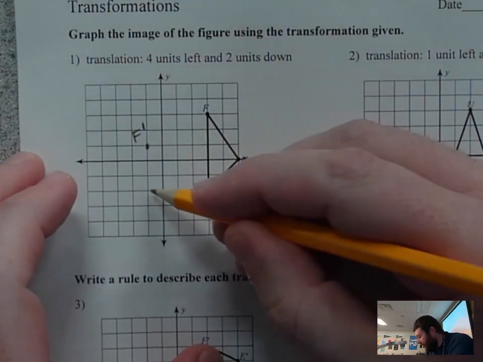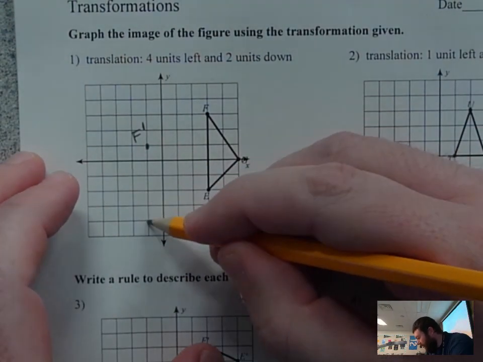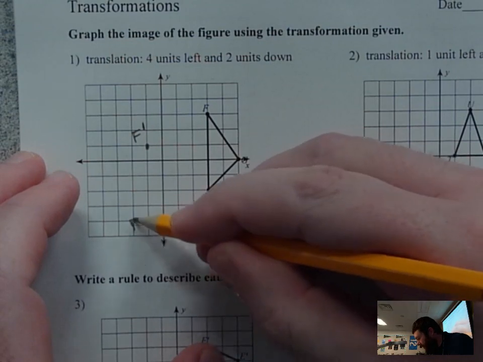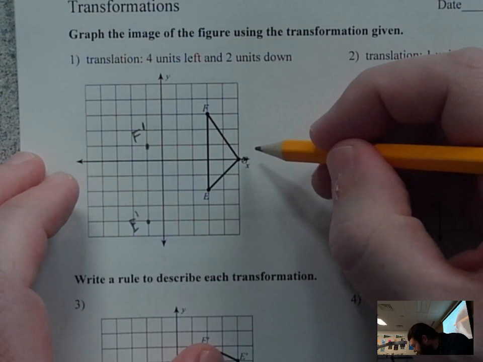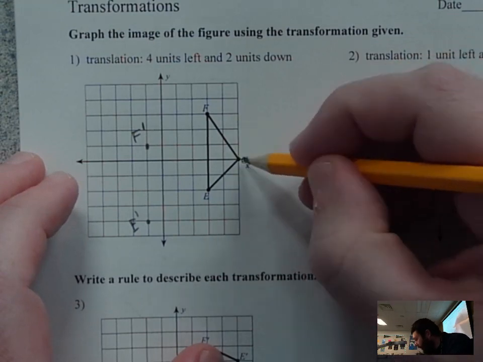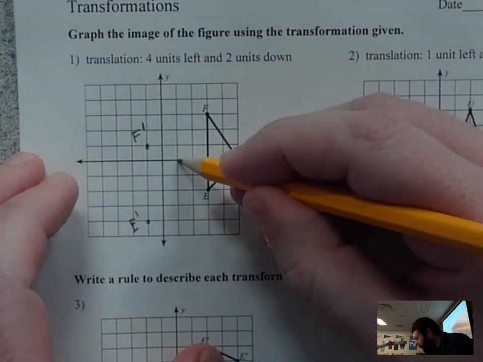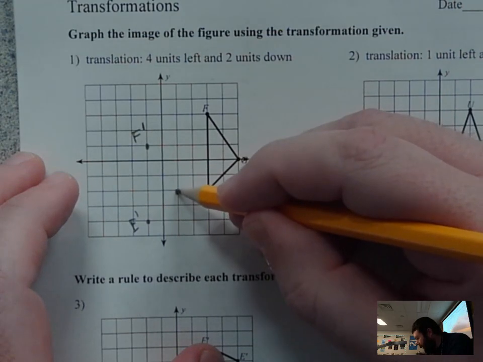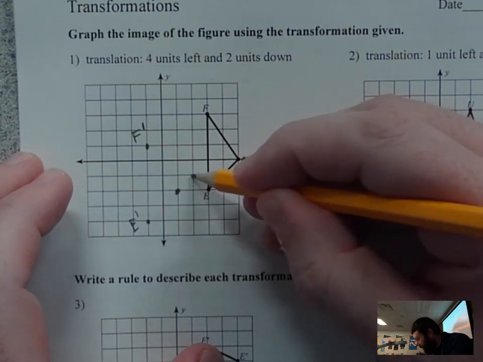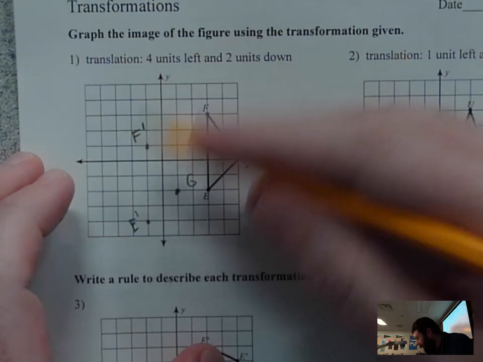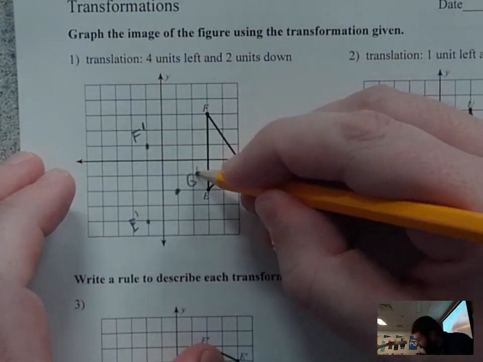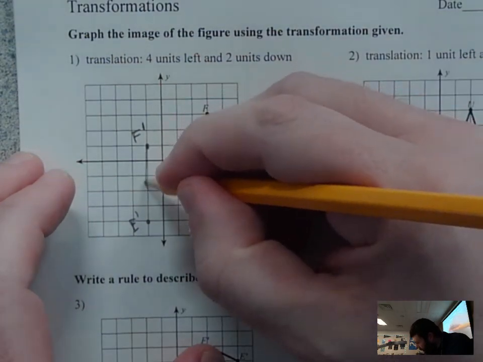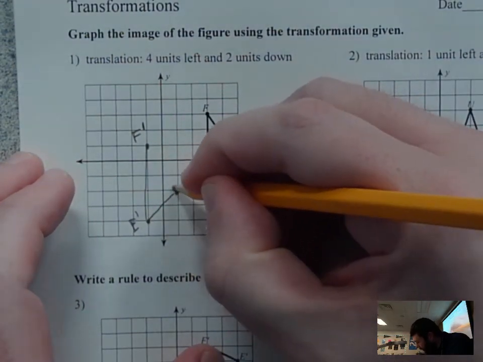And I just do that with each point. E, 4 left, 2 down. There's E prime. And then I think that's a G, 4 to the left. So 1, 2, 3, 4, and 2 down. It's hard to see because the x-axis was over it, but I think it's a G because E, F, G would make sense. G prime. So if I connect those dots, there's my new shape.